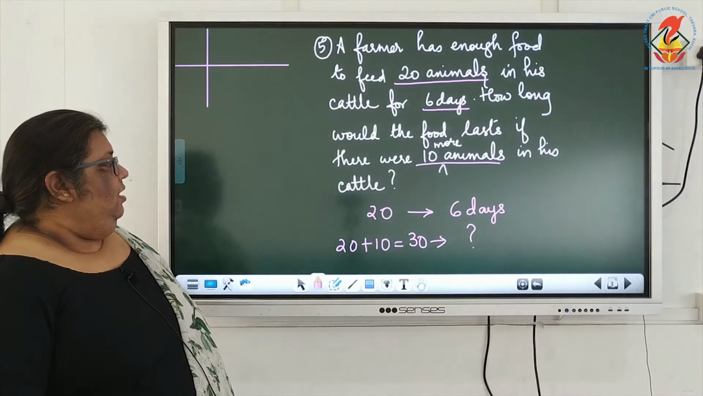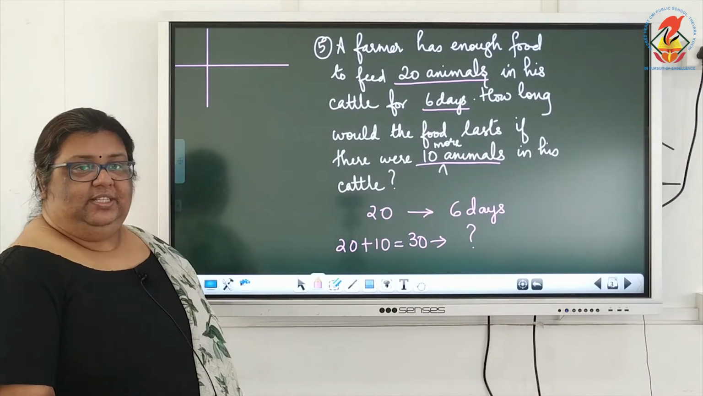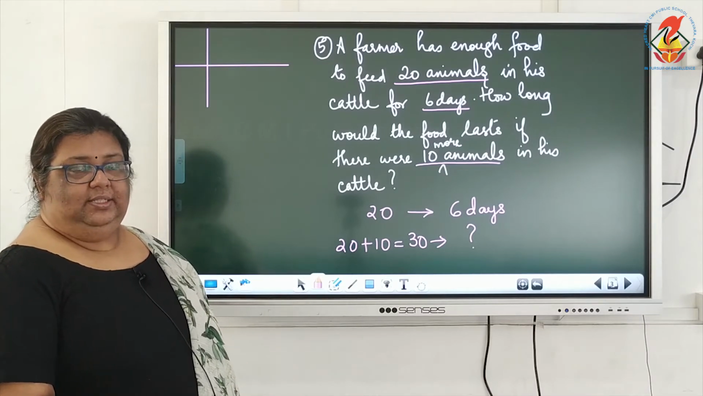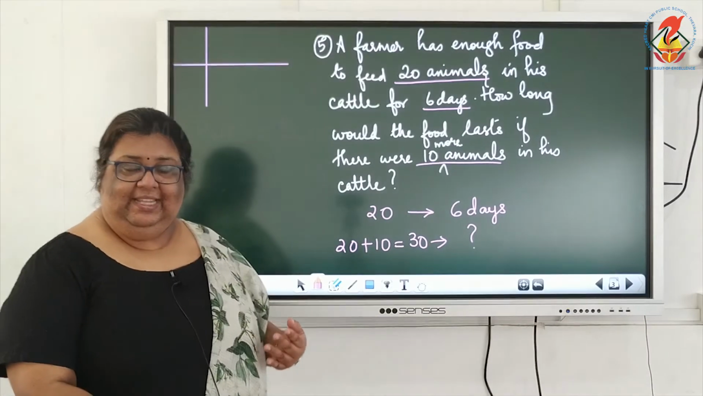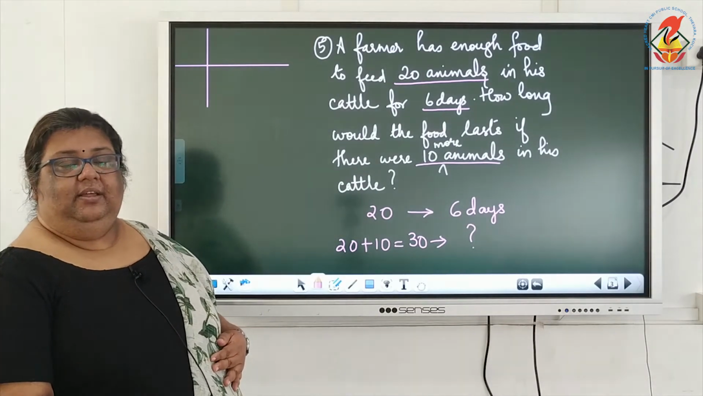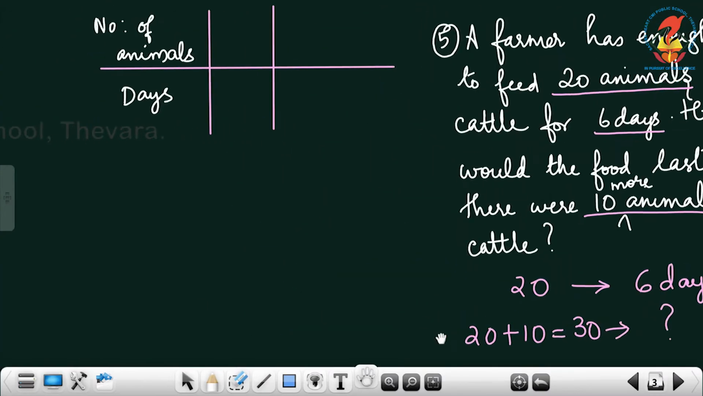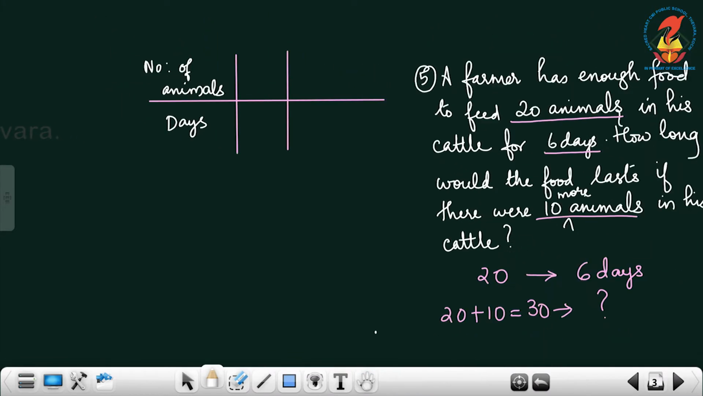Is the question clear? For 20 animals, food will last for 6 days. If more animals are there, for how many days will the food last? When the number of animals increases, the number of days will decrease. This also we can represent with the help of a table and do the problem. Number of animals: 20 animals, the food lasts for 6 days. Now 10 more animals have joined. So in total how many animals are there now? For 30 animals, for how many days will the food last?